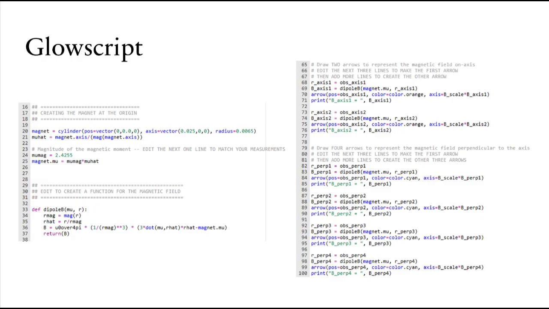Looking at our GlowScript code, we plug in the magnetic dipole that we calculated and put it in line 24, and then we set a magnetic dipole moment and R vector on line 33, and then we can call this method several times, 2 on the same axis on the R vector, 4 on the perpendicular axis, and 1 at an angle of 45 degrees.